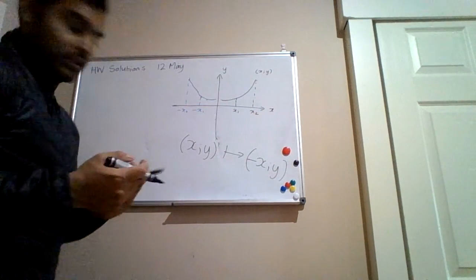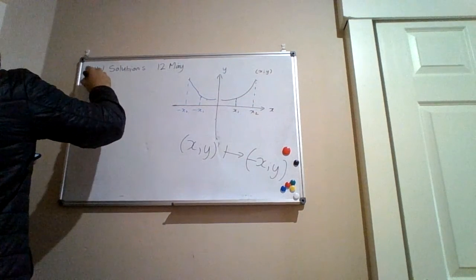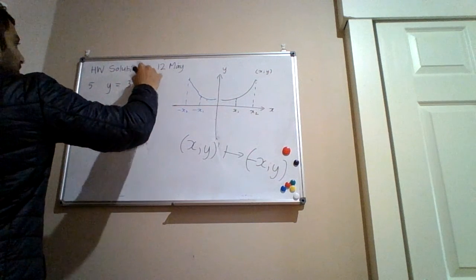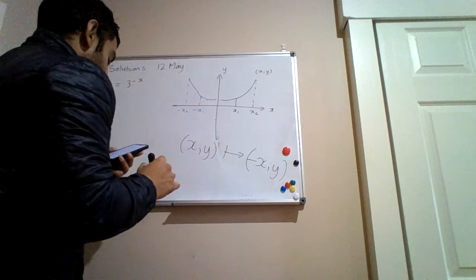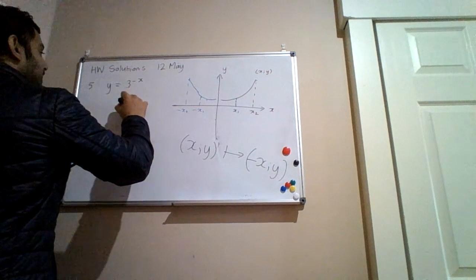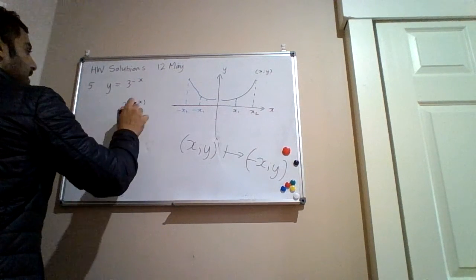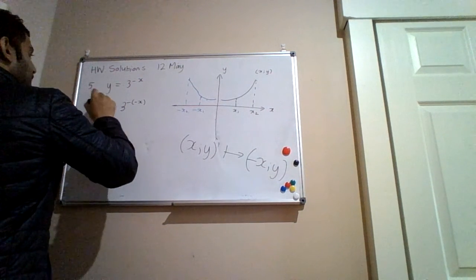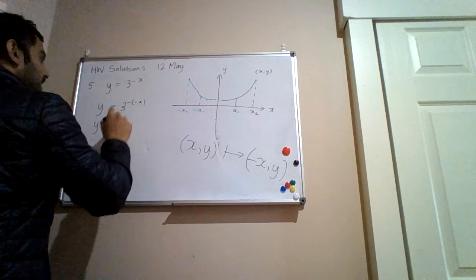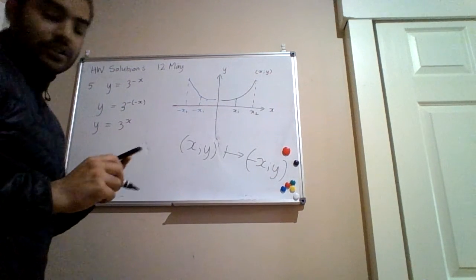So that's what we're going to be doing for this equation in question 5. Our equation reads y equals 3 to the minus x. And when we flip about the y-axis, we make x negative. So where we had x originally, we're going to write minus x, and we keep y the same. So negative and negative cancel, which gives us 3 to the power of x.